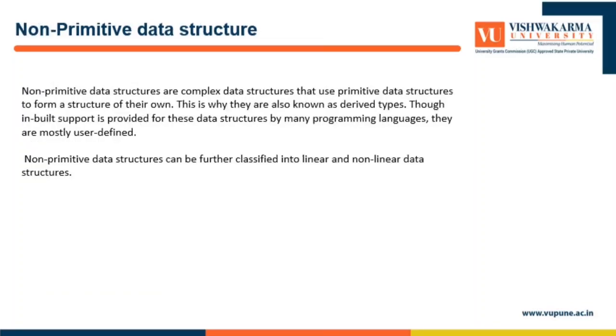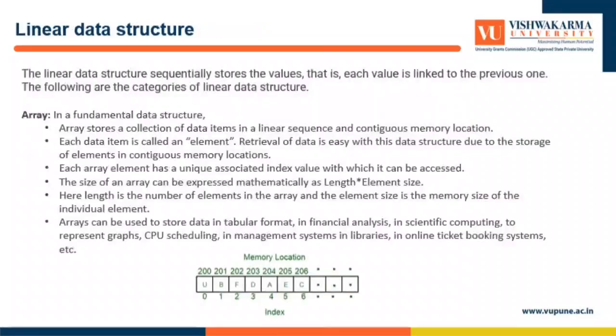Now let's see the non-primitive data structures. Non-primitive data structures are complex data structures that use primitive data structures to form a structure of their own. This is why they are also known as derived types. Inbuilt support is provided for these data structures by many programming languages. They are mostly user-defined. Non-primitive data structures can be further classified into linear and non-linear data structures. A linear data structure sequentially stores the values, that is, each value is linked to the previous one. Following are the categories of linear data structures.